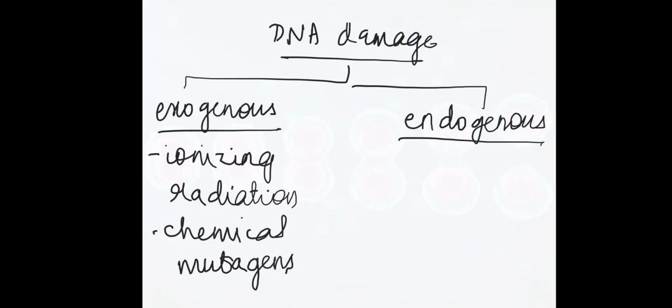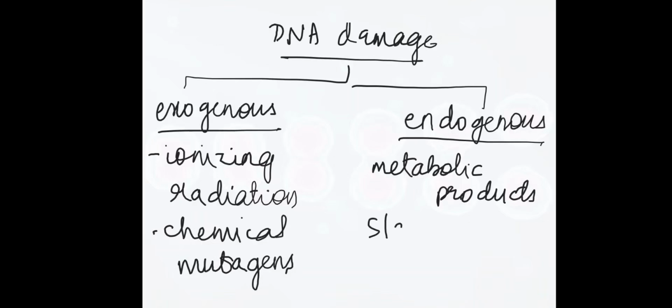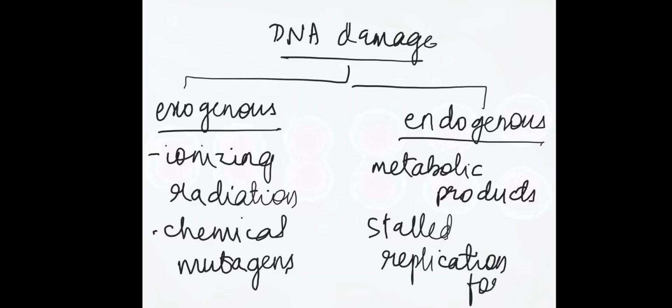Endogenous is where the DNA damage is by internal factors, that is by metabolic products or a stalled replication fork. If there are any defects in the fork, that may cause DNA damage. So DNA damage may be of two types, that is exogenous, which is caused by external factors, and endogenous, which is caused by internal factors.